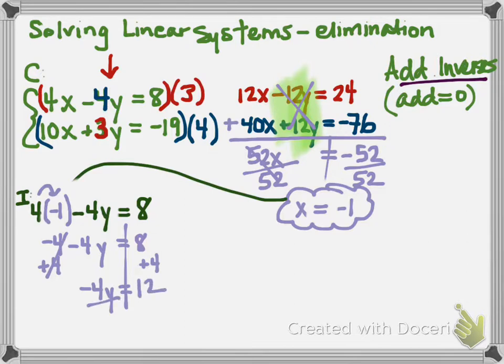Now I got to get rid of this negative 4 in front of the y, and this time that negative 4 is being multiplied by y. So the opposite of multiply by negative 4 is divide by negative 4. So y equals -3. Hey, we did it. -1, -3.